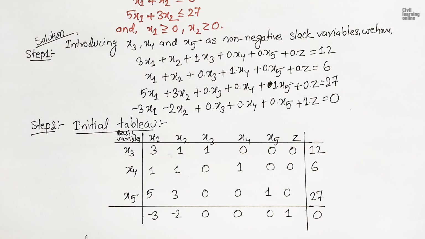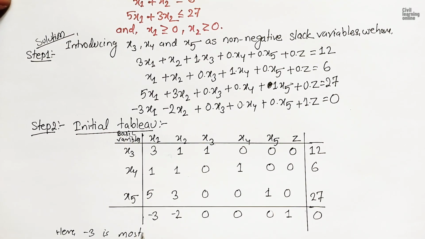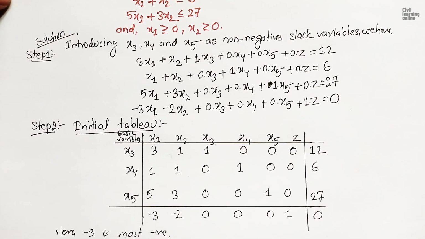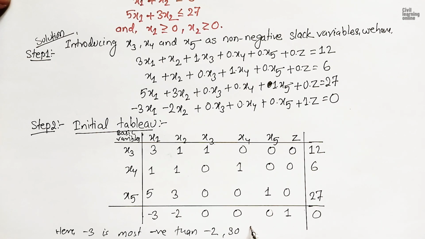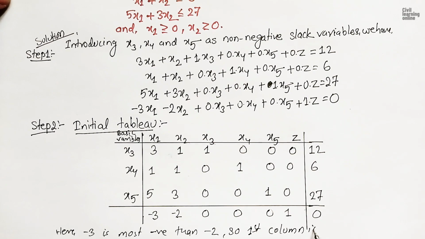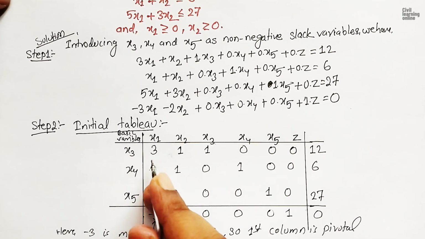So I am going to write here: -3 is more negative than -2. So our first column is the pivotal column. Now we have got the pivotal column. This is our pivotal column.